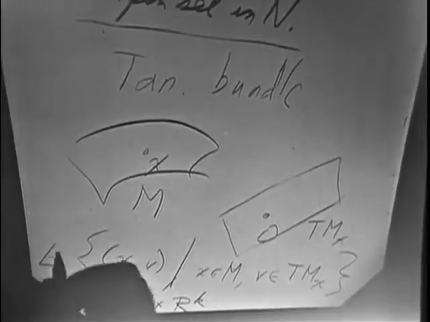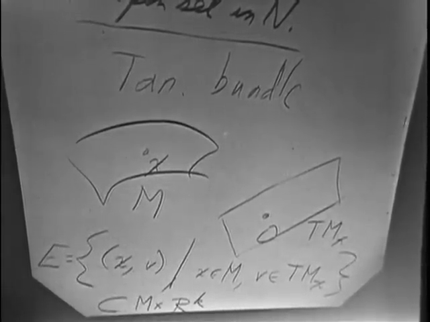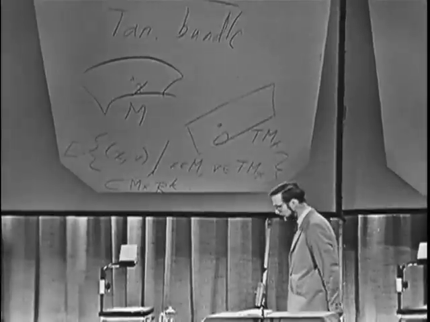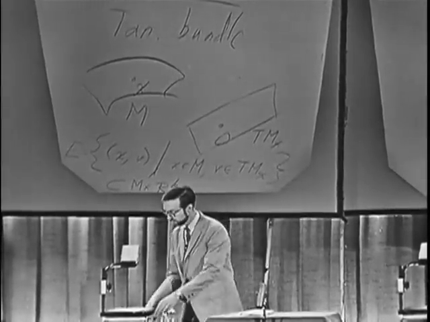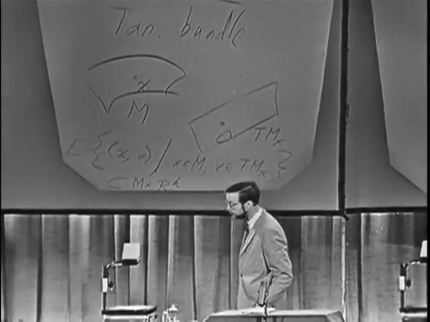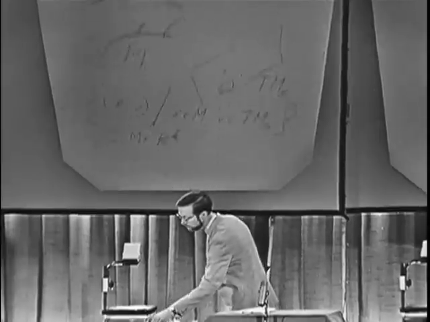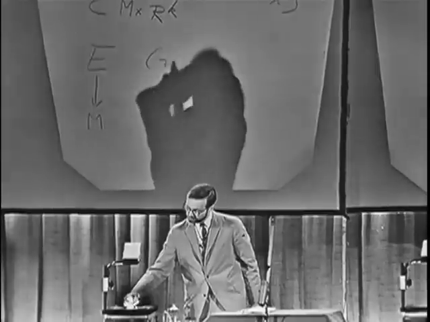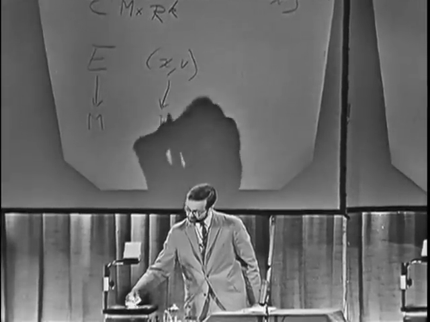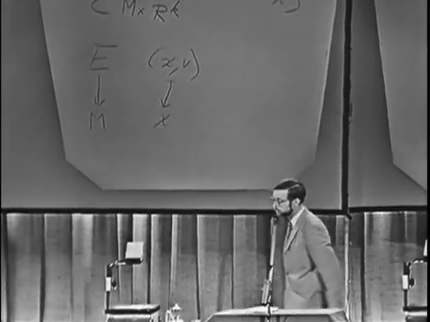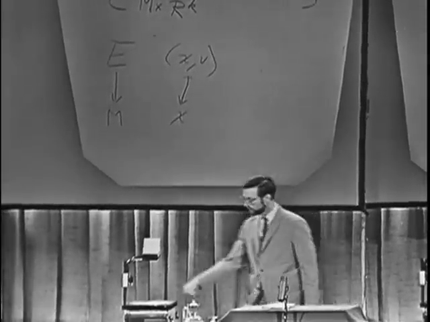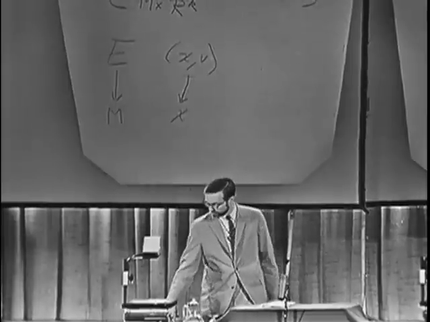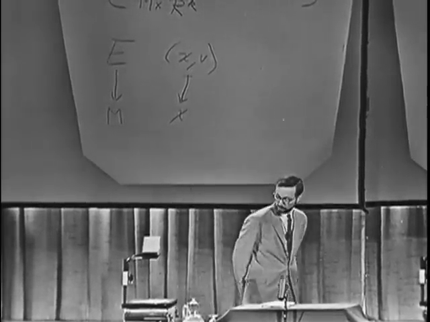And this space E is called the tangent manifold of M. It's a manifold of twice the dimension of M, because to each point of M there corresponds a whole M-dimensional vector space. And we have an actual projection map from E to M, carrying (x, v) to x. And this projection map has the property that the inverse image of each point in M is an M-dimensional vector space. So this is what is called an M-dimensional vector bundle.